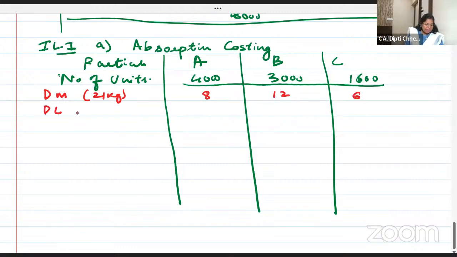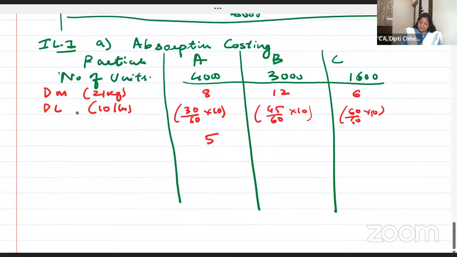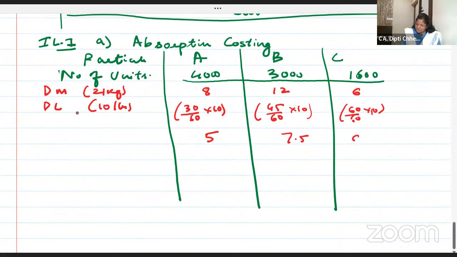Direct labor, 10 per hour. I want all of you to do 30 by 60 into 10. Why divide by 60? Because the time is in minutes and the rate is given per hour. One unit requires 60 minutes, 1 hour. Do it. This is 5 rupees, 7.5, and this is obviously 10. This is your direct labor.